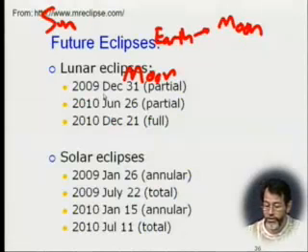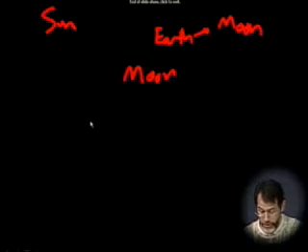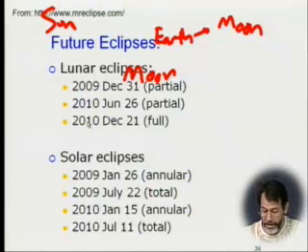Finishing up, here are the future eclipses to look forward to. Lunar eclipses, a partial eclipse will occur actually no more this year. You have to wait until 2009 to get a partial eclipse of the moon. And to get a full total lunar eclipse, it turns out you have to wait a little bit. It's 2010. Solar eclipses actually were a little bit more lucky.